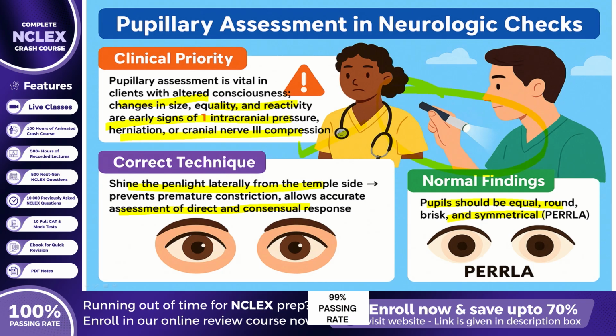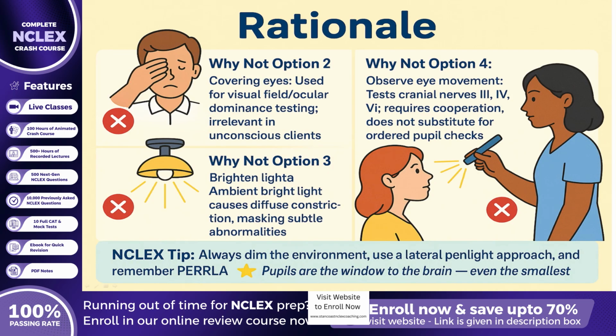Shifting to option 2, which is to cover one eye and then the other, we can see why this is not correct. That method is actually used in ophthalmology to assess ocular dominance or visual field defects, not pupillary reactivity. In a neurologically unstable or unconscious client, wasting time with a cover test is irrelevant and may delay urgent findings. Moving to option 3, which suggests brightening the lights in the examination area.